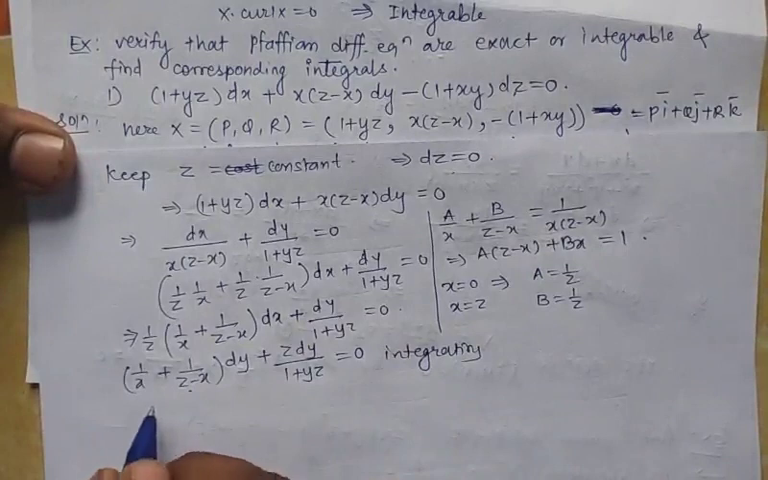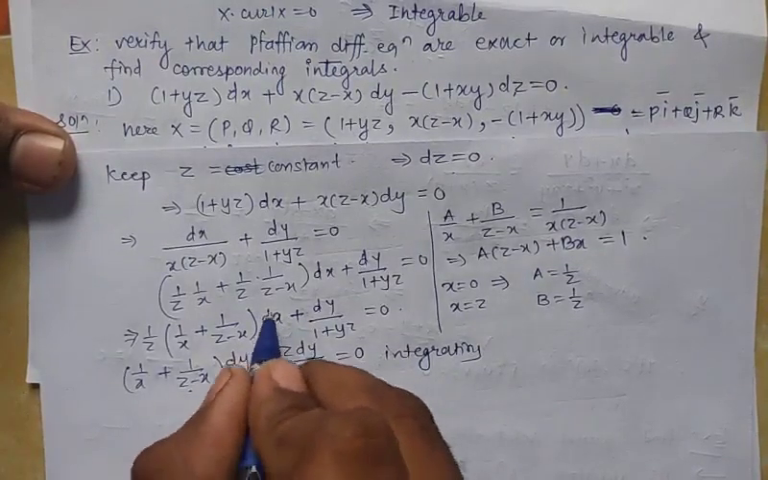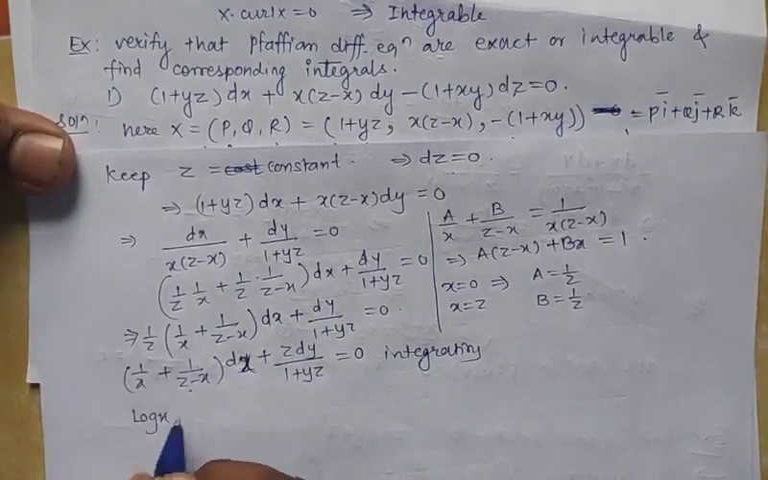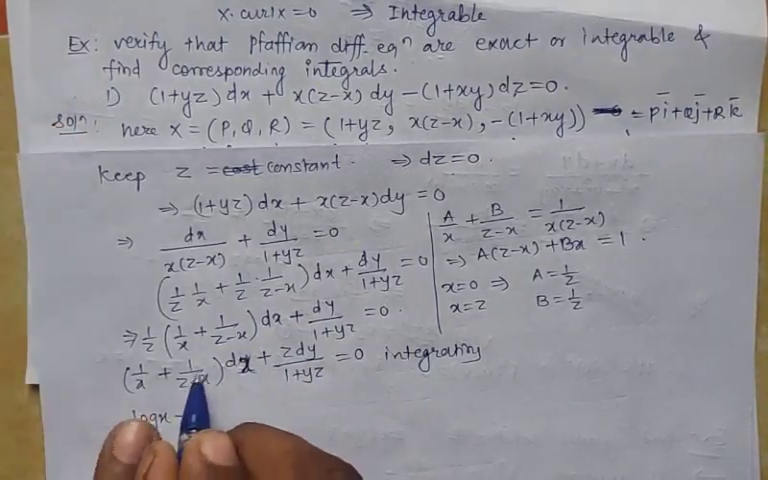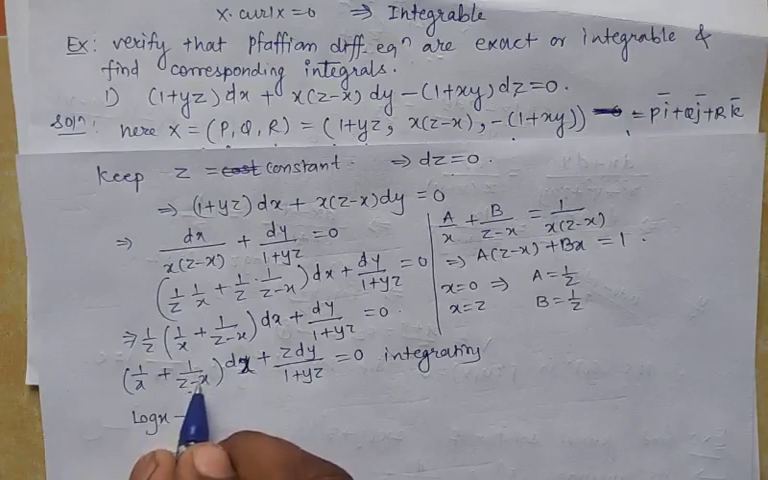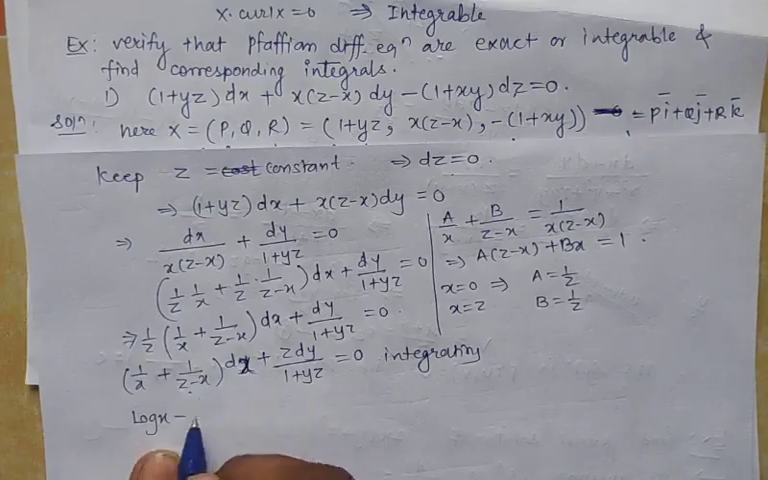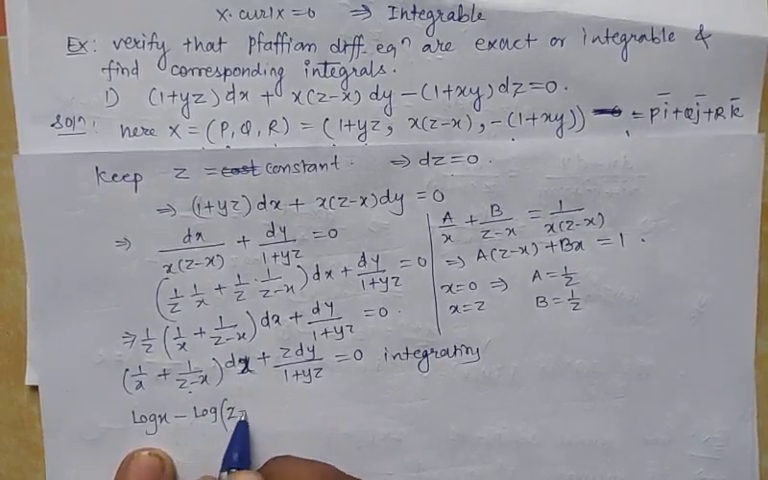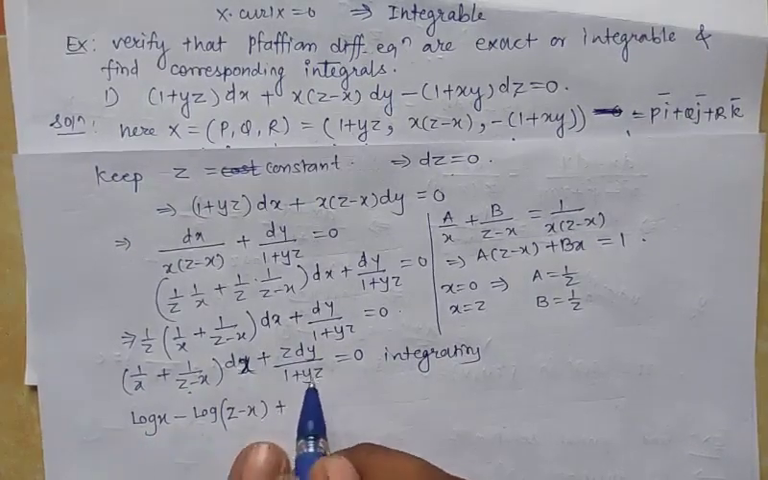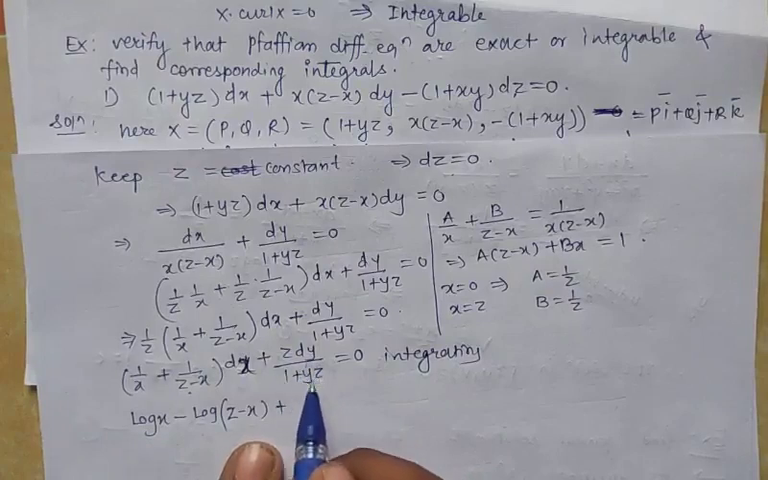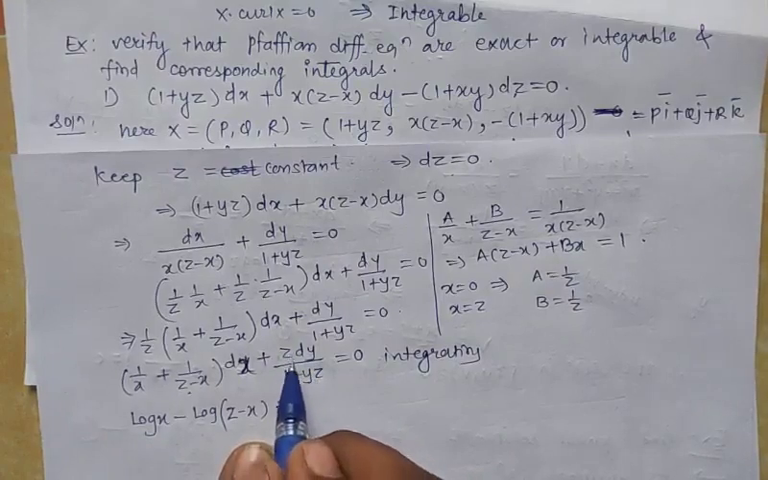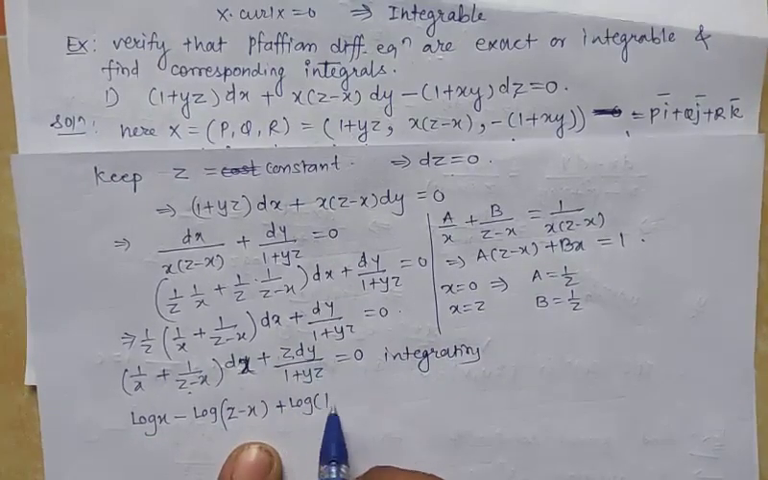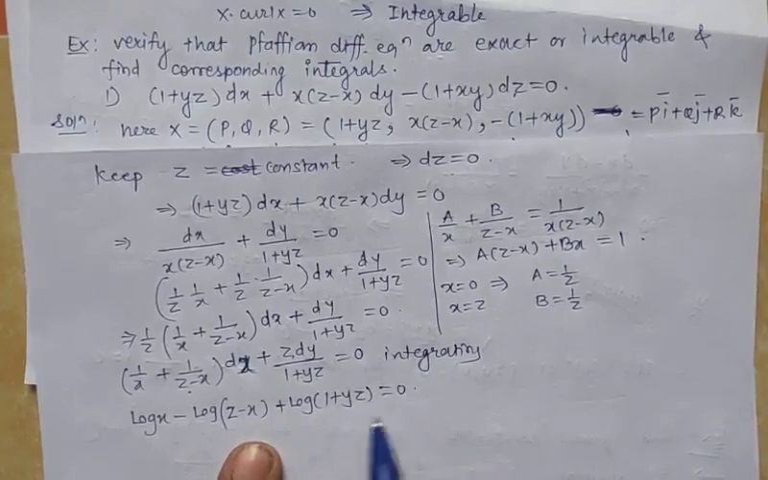So integrating, we get the derivative with respect to x, and here is y. So here we get log x minus, and here I will adjust the minus sign, because the derivative of z minus x with respect to x is minus 1, so minus log of z minus x plus, so here the derivative of 1 plus yz with respect to y is z, which is log of 1 plus yz equal to 0.